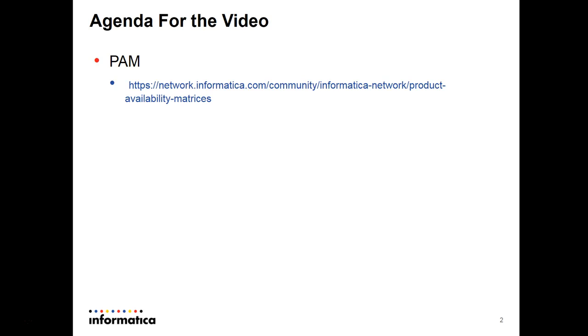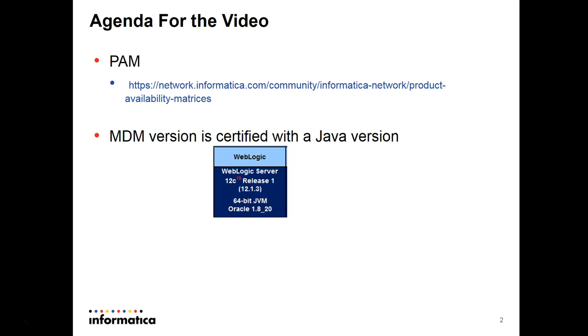The agenda for the video is, first let's talk about PAM. PAM is the acronym for Product Availability Matrix. It is a document that is released by our engineering team, where they certify Informatica products with the third-party products. Today, more specifically, I'm going to talk about the MDM version and which Java version the product is certified with.